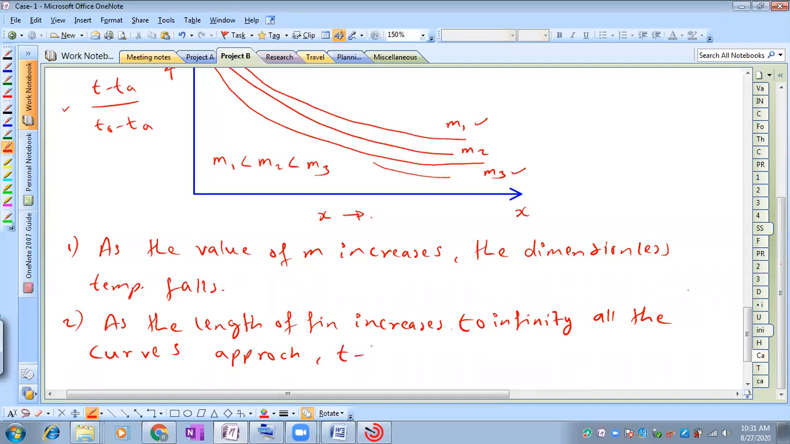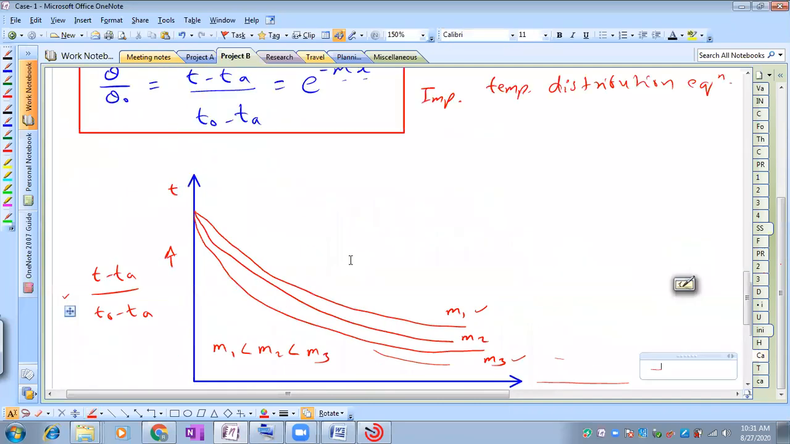It means (T minus Ta) upon (T0 minus Ta) will approach zero. It means if I further increase the length of the fin, it will keep on decreasing, so it will come to a zero value. Okay. Now this was the explanation based on the above equation that we got.